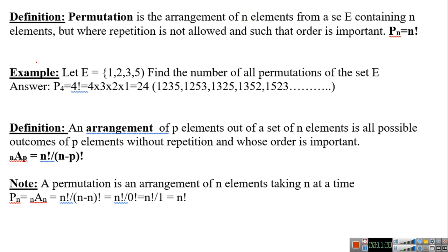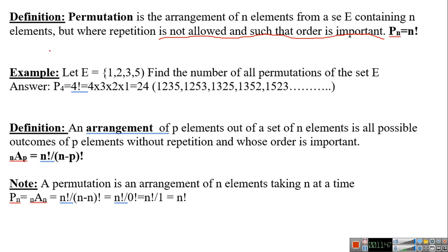A permutation. What is a permutation? Permutation is the arrangement of p elements from a set E containing n elements, but where repetition is not allowed and such that order is important. So if you want to pick a ball, you don't return it back. You keep it with yourself, but the order is important.